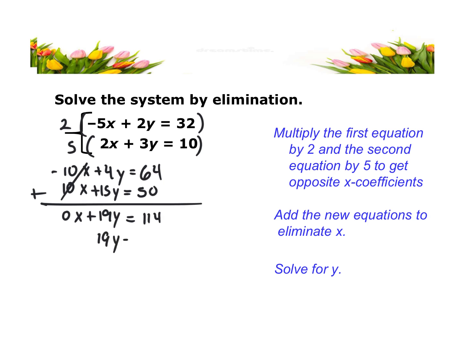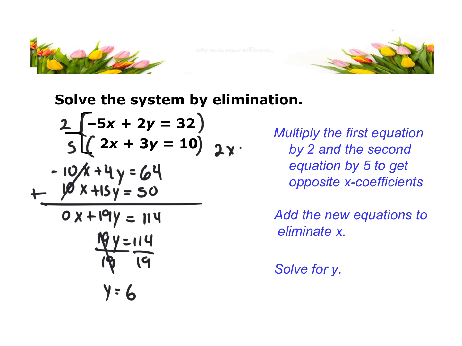Now I get 19y equals 114. I'm going to divide by 19 on both sides, and that's going to give me that y is equal to 6. Now I'm going to go ahead and plug that into the original equation. Again, either one doesn't matter. I'm just going to plug it into the second.